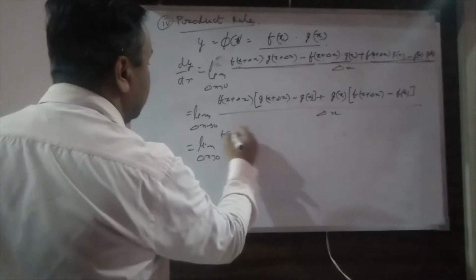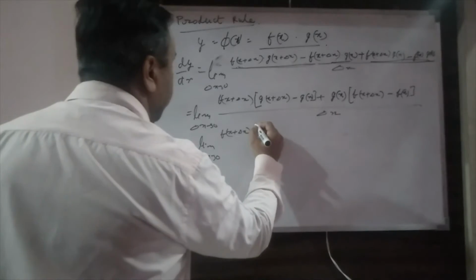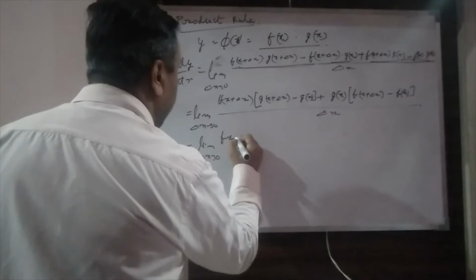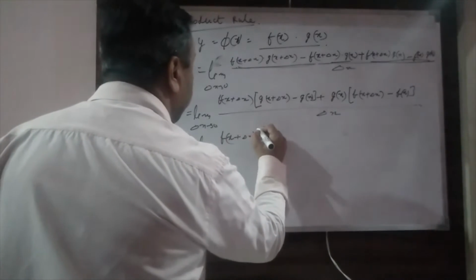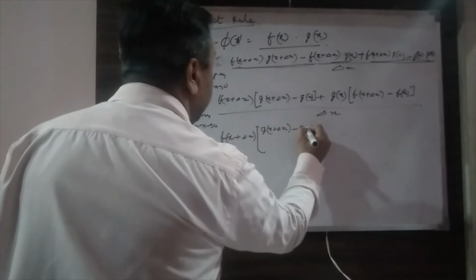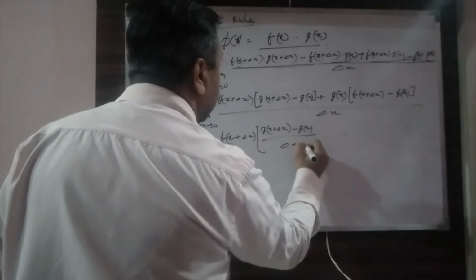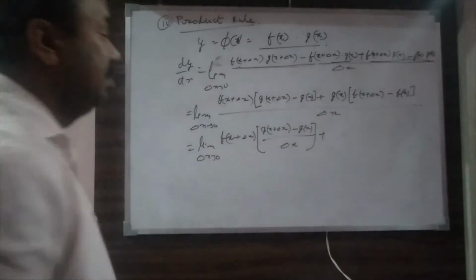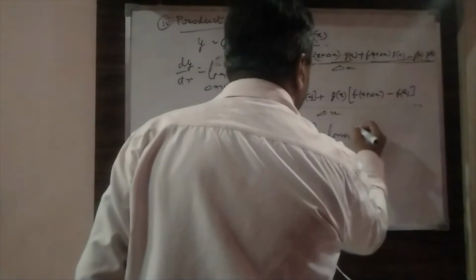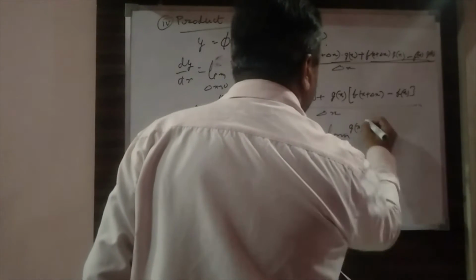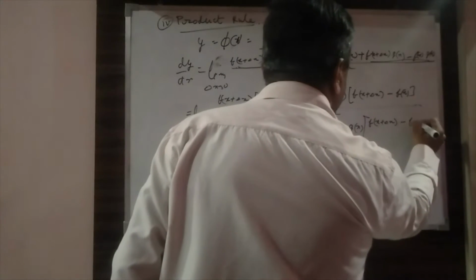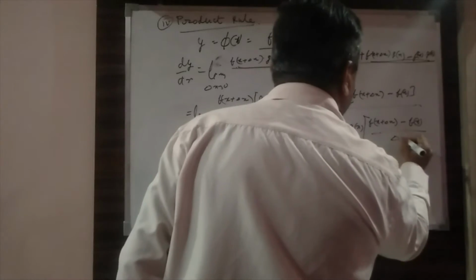f(x + Δx) multiplied by... let me write it in some other way. Just write it as: f(x + Δx) multiplied by [g(x + Δx) − g(x)] divided by Δx, plus limit Δx tending towards 0, g(x) multiplied by [f(x + Δx) − f(x)] divided by Δx.